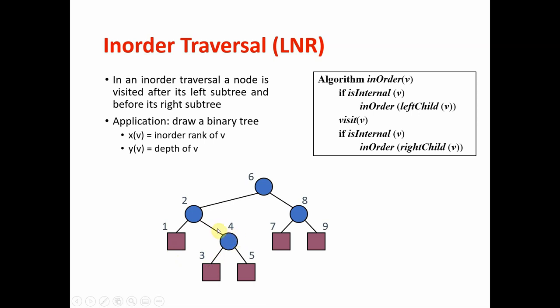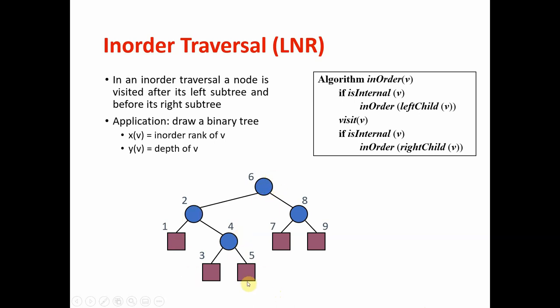So I go left, and again I get to a leaf, right? It doesn't have any left or right child. So this is done. This is 1, 2, 3. Now that I displayed all the left subtree nodes of this node, I can display this one, right? I can visit the node. And once this is done, I go to its right subtree. Its right subtree also has only one node, doesn't have any left or right child. So this is visited, this is displayed. So here we did 1, 2, 3, 4, 5, right?